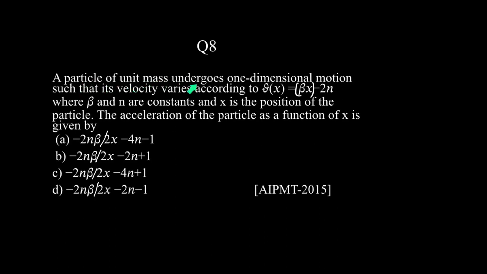A particle of unit mass undergoes one-dimensional motion. Velocity is v of x equal to (beta x) to the power minus 2n, where beta and n are constants. Find the acceleration of the particle as a function of x.